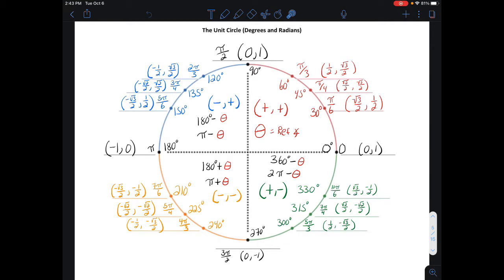Well, each terminal coordinate, the x value represents the value of cosine, and the y value represents the value of sine. So what we're going to do is unwrap this unit circle, and use the radian value and the associated cosine value, or the radian value and the associated sine value, to create one full wave of sine and cosine between 0 and 2 pi radians.